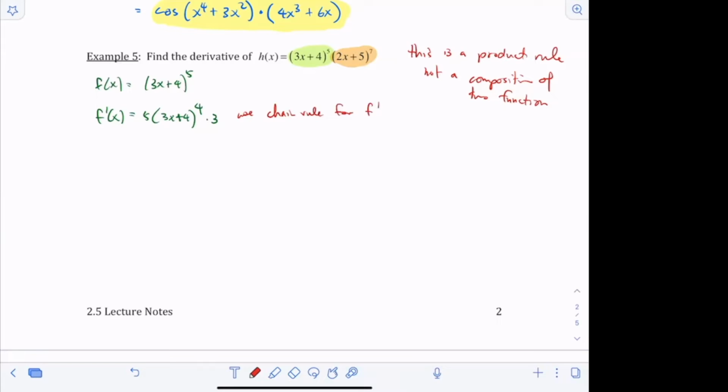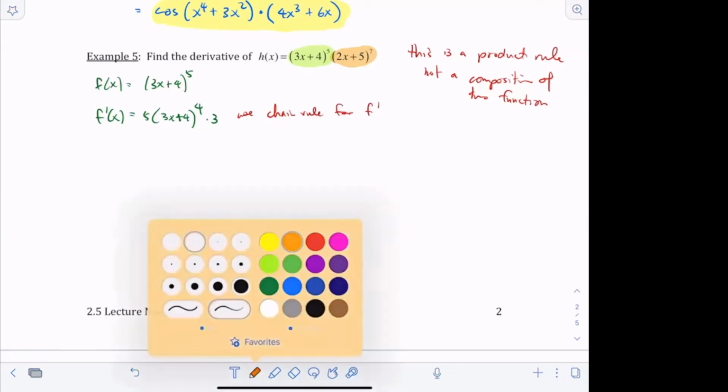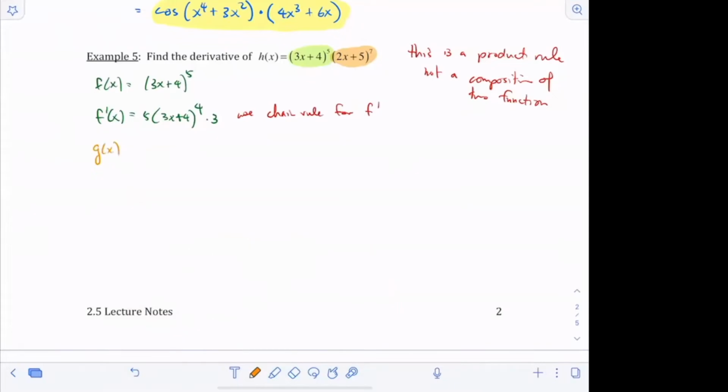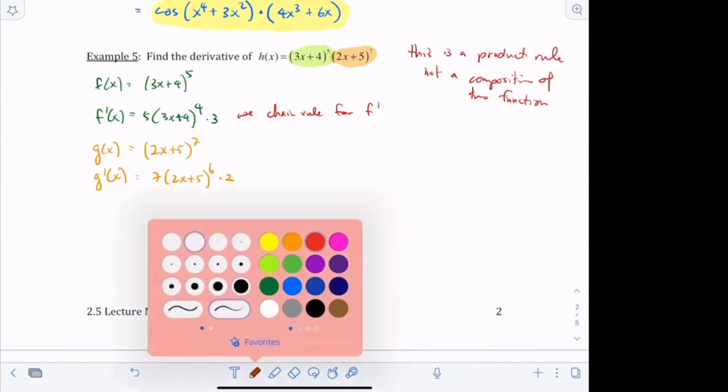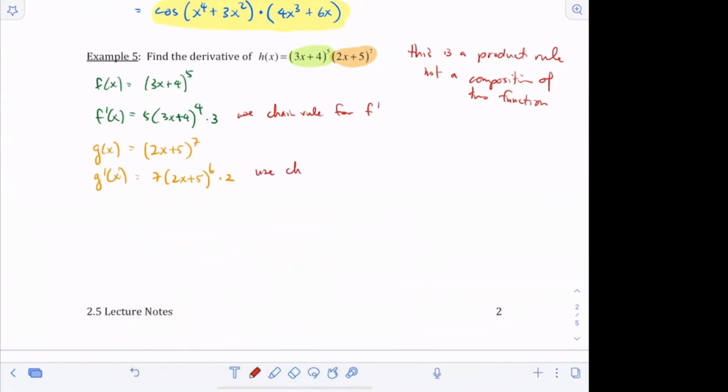I'm going to do the same thing for the second function. So g of x is equal to (2x plus 5) to the 7th. And when I calculate g prime of x, that's going to be 7 times (2x plus 5) to the 6th power. Now I have to multiply by the derivative of the inside. The derivative of the inside is just 2, right? So again, I use the chain rule for g prime.